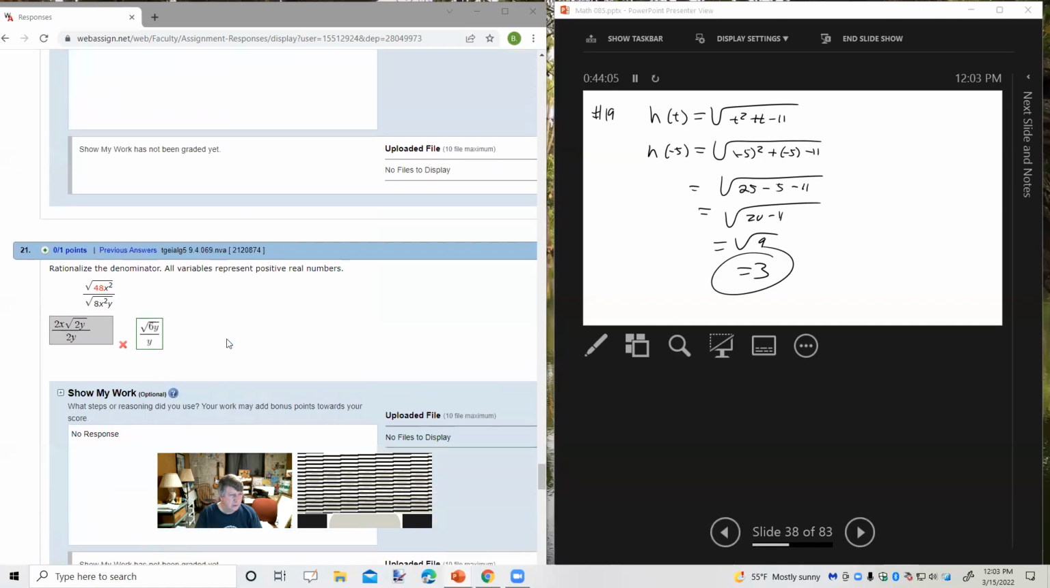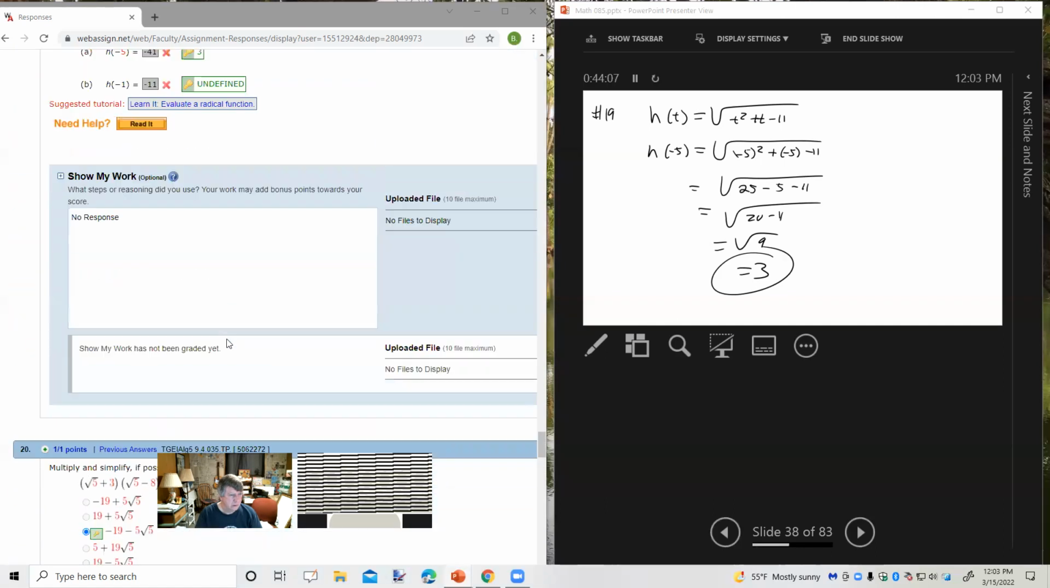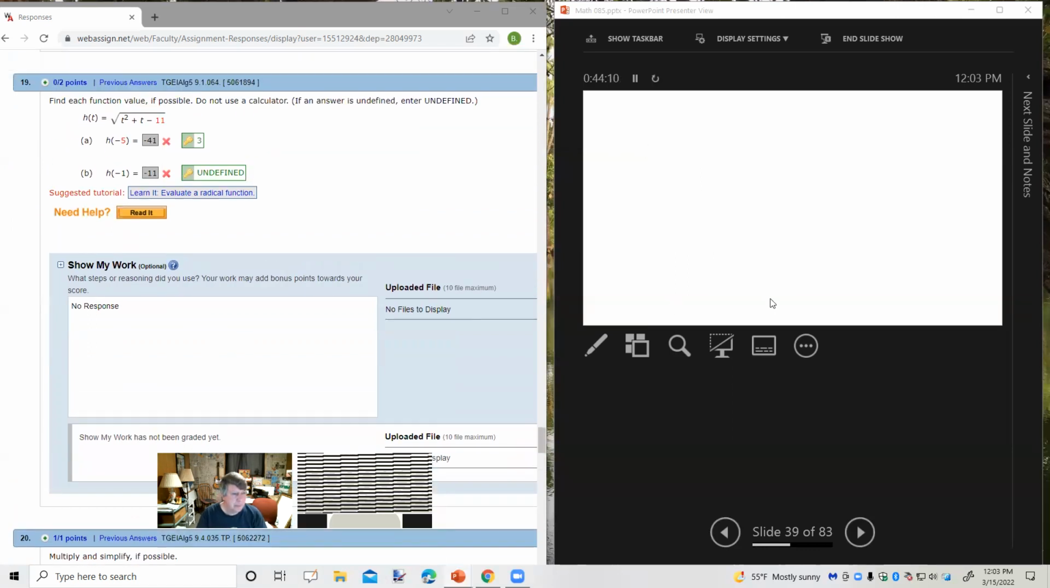Can we do B on that one for the undefined? Okay, so h of negative 1 would be the square root of negative 1 squared plus negative 1 minus 11, which is the square root of 1 minus 1 minus 11, which is the square root of negative 11. But you can't have a negative square root, right? You can't take the square root of a negative number.